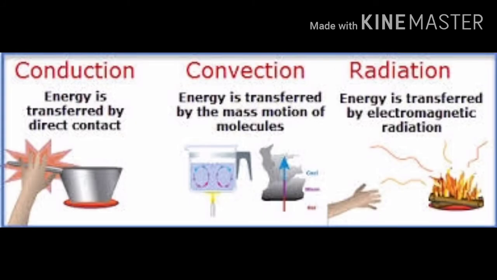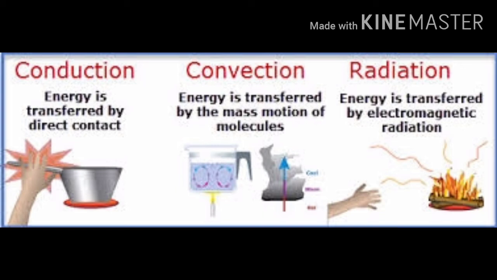The conduction process takes place by direct contact between two objects. There should be contact between the two objects. The convection process takes place between the molecules of the substance, and we can observe the movement of the particles during the convection process. In radiation, the heat is transferred by electromagnetic radiation.